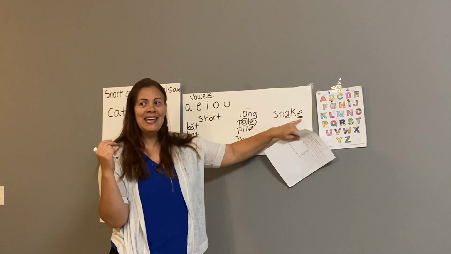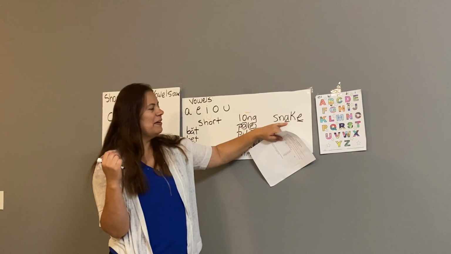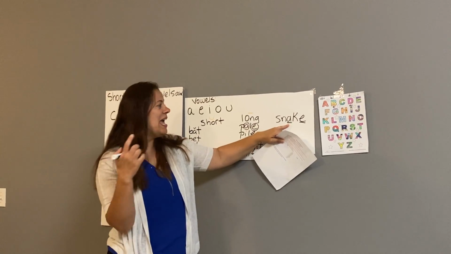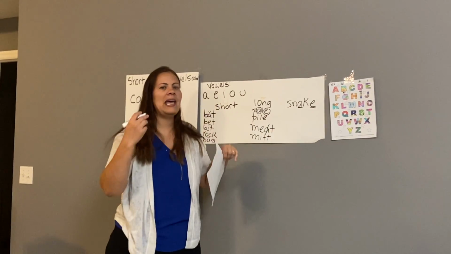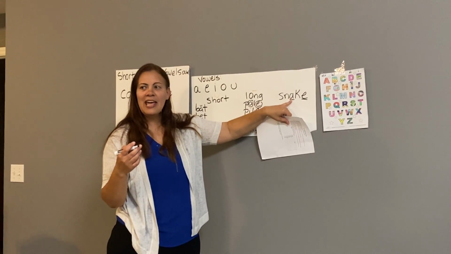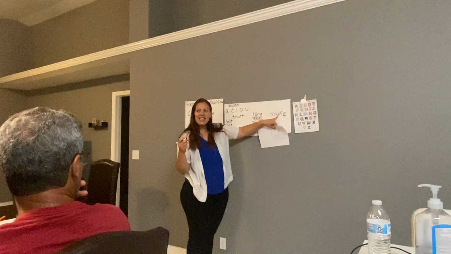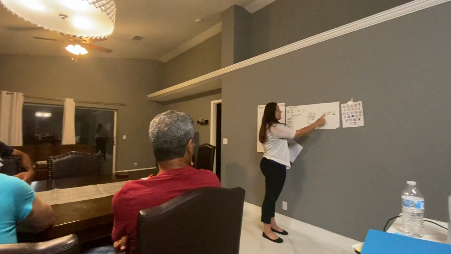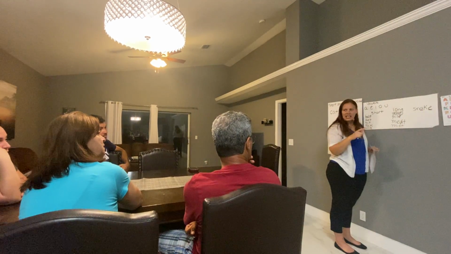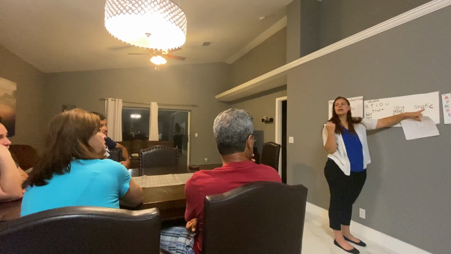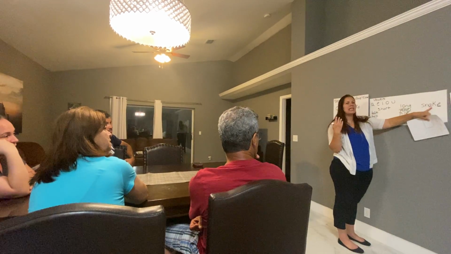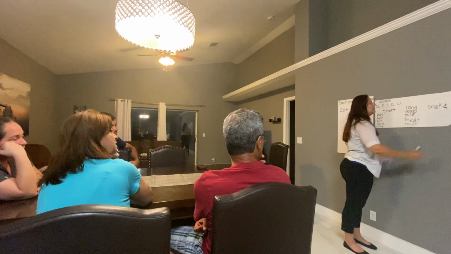Whenever you have the E at the end, the first vowel we say its long sound. And the long sound, we say the name of the vowel. What is the name of the vowel here? A. So this is why we say snake. But we do not say the E. It's silent. Snake. The E right there is silent.